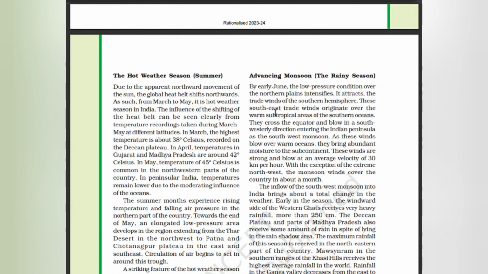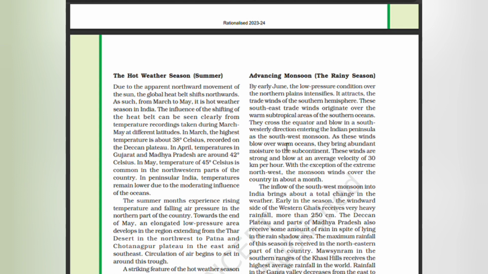Advancing monsoon. By early June, the low pressure condition over the northern plains intensifies. It attracts the trade winds of the southern hemisphere. These southeast trade winds originate over the warm subtropical areas of the southern oceans. They cross the equator and blow in a southwesterly direction, entering the Indian peninsula as the southwest monsoon.